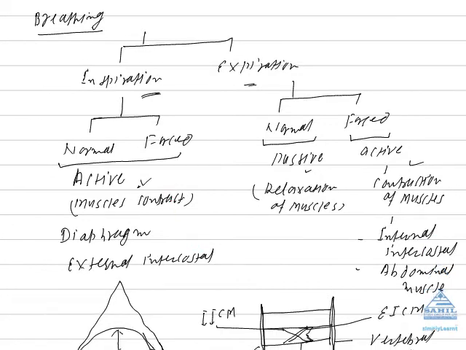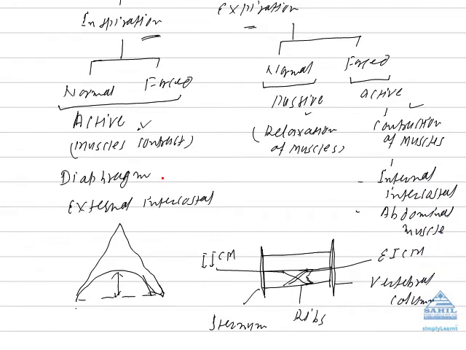Now, muscles which contract during inspiration include the diaphragm. This is the diaphragm. The diaphragm is found in between the thoracic cavity and abdominal cavity. This is the normal shape of the diaphragm. It is dome-like during relaxation. This is the size of the thoracic cavity in the relaxed state.